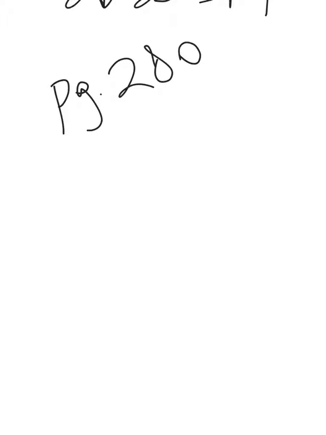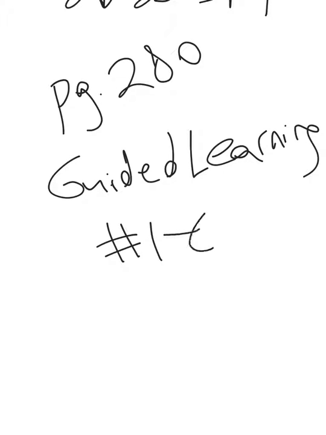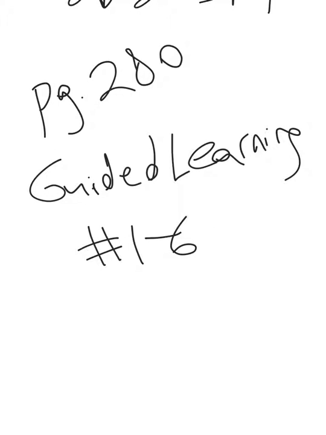Please go ahead to page 280 in our textbook and do guided learning. Numbers 1 through 6, so the whole thing on that page. Be very careful here. It says to only find the area of each shaded triangle. So the triangles that are colored. You're not finding the area of the white spaces.